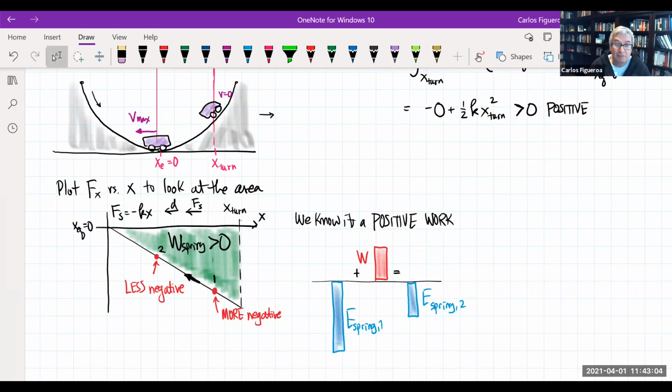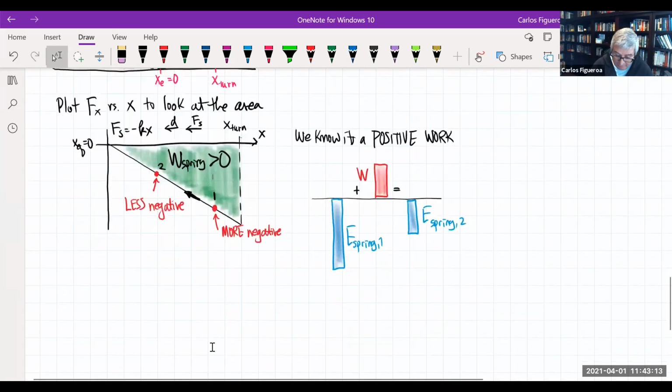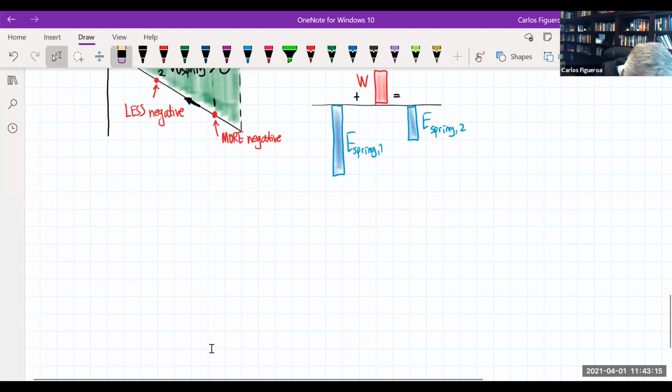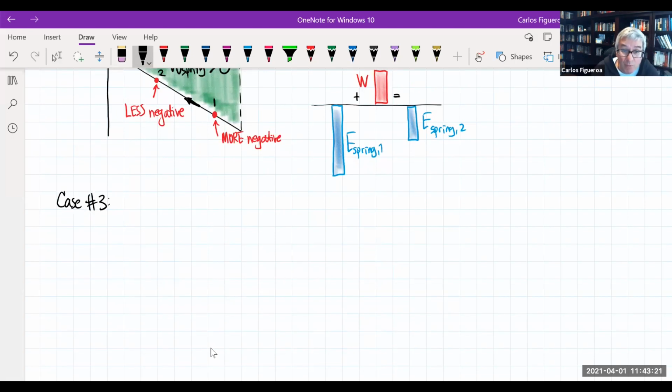What I'm going to do here is wrap up the whole thing. So what am I doing? The cart is now going to start oscillating about the equilibrium point. This means I'm going to bring up a whole new case, which I didn't talk about before. Now we have a cart oscillating about the equilibrium.